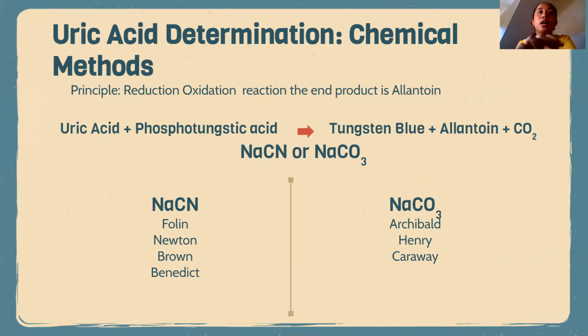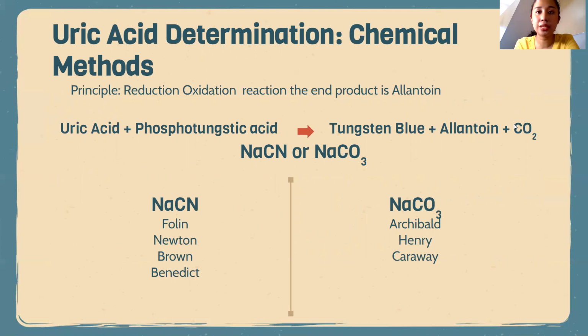So first, we have uric acid determination. Itong phosphotungstic na to, ito ay isang redox reaction or reduction oxidation. So, uric acid plus phosphotungstic acid with our chemical sodium cyanide or sodium carbonate will result to tungsten blue, allantoin plus carbon dioxide.